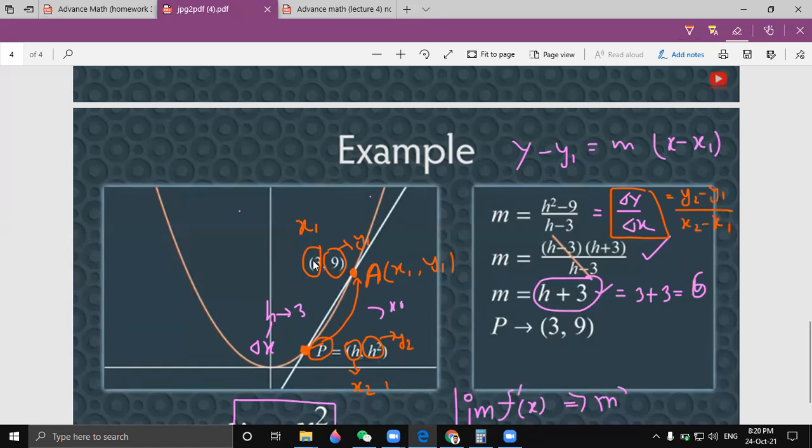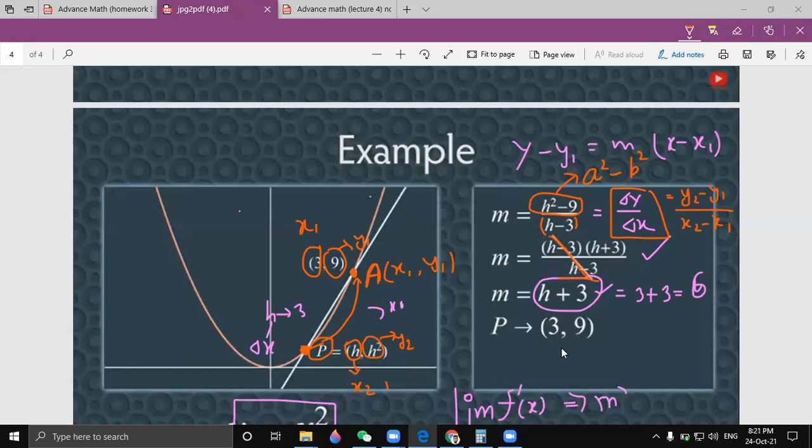Now you just put in the values. So it will be h square minus 9 by h minus 3. Now you can factorize this numerator. Then it will make h minus 3 into h plus 3, because this is a square minus b square, and we know a square minus b square is equal to a plus b into a minus b. And we have h minus 3 as a denominator, so we can cancel this h minus 3, and then we get h plus 3.